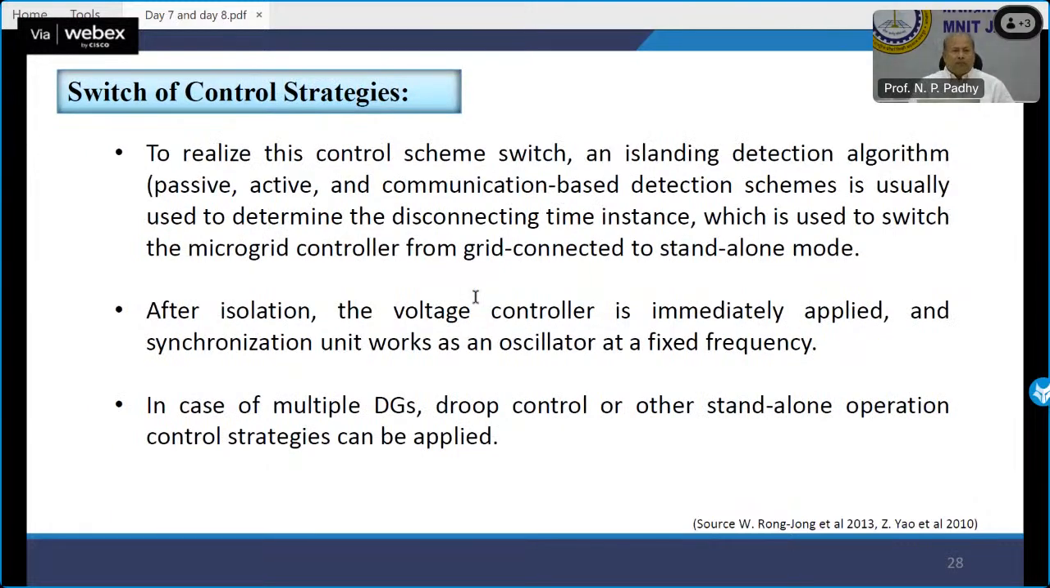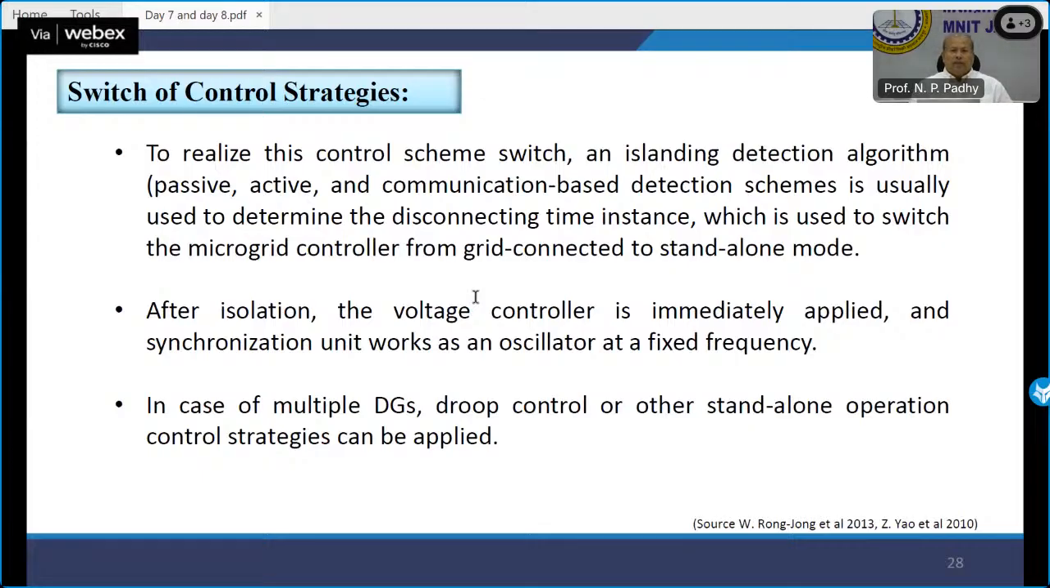Now, switch of control strategies to realize this control scheme. An islanding detection algorithm, which could be either passive or active, and communication based detection scheme is usually used to determine the disconnecting time instant, which is used to switch the microgrid controller from grid connected to standalone. Okay, so you have to identify, and based on that, you can take an action. So this could be either passive, could be active, or could be any type.